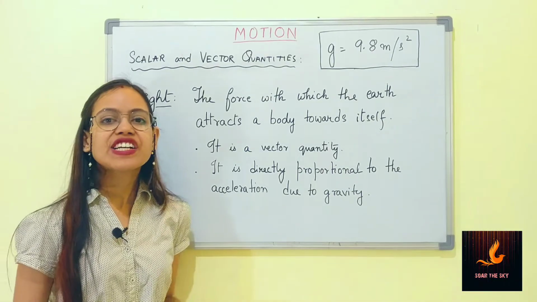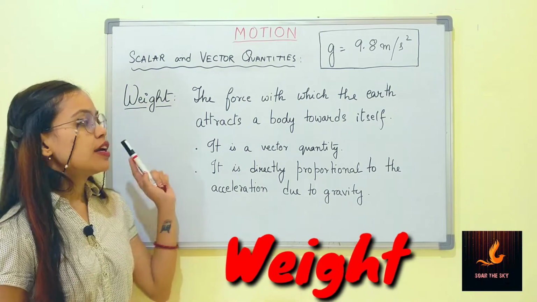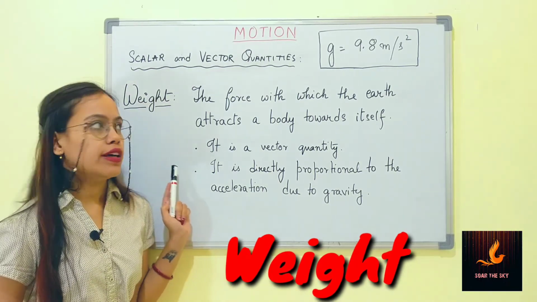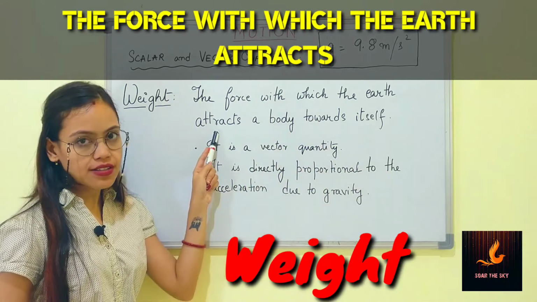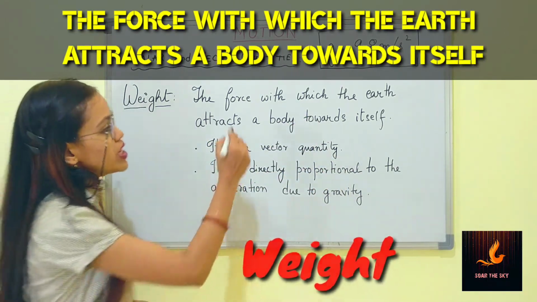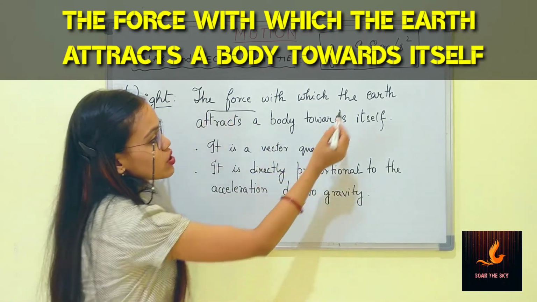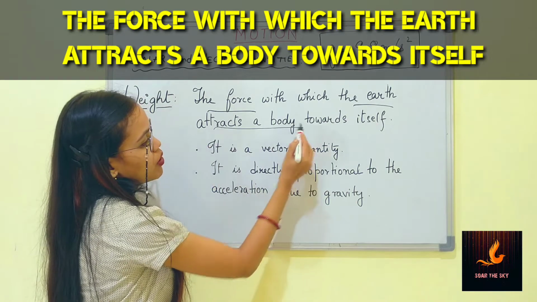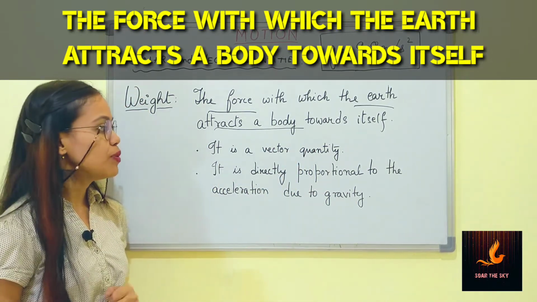The complementary vector quantity for mass is weight. What is the weight of a body then? The force with which the earth attracts a body towards itself, that is the weight of the body. So what are the key points? The force with which the earth attracts a body towards itself. So that is the weight of a body.